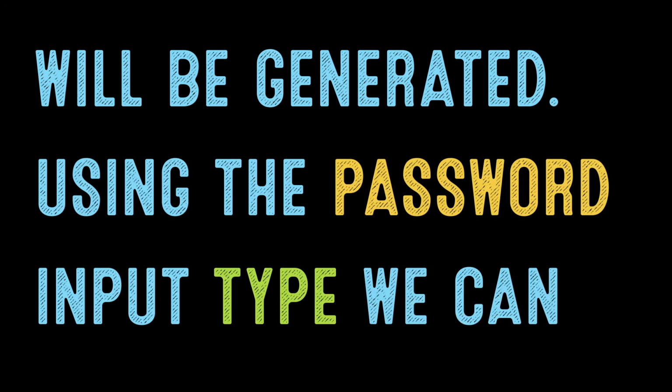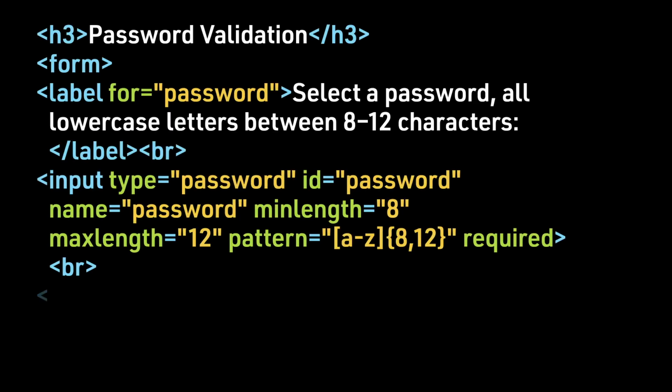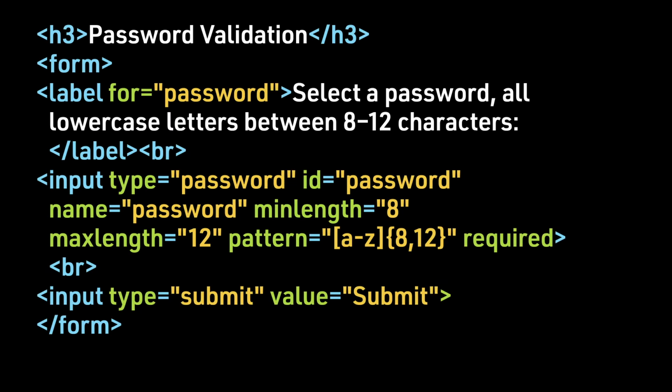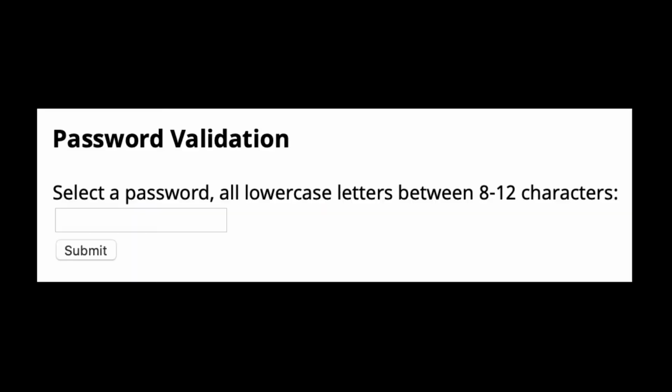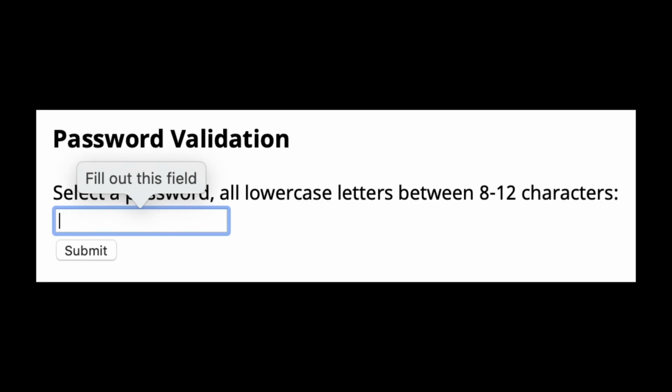Using the password input type, we can demonstrate the use of these attributes. When using the password input type, the characters a user enters are masked. If you try to submit without entering a response, the required attribute generates an error.